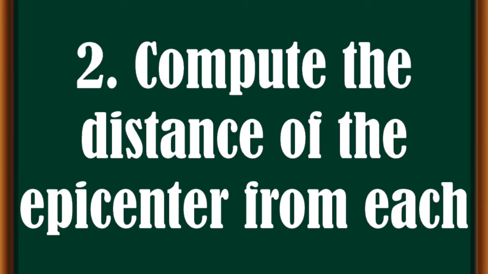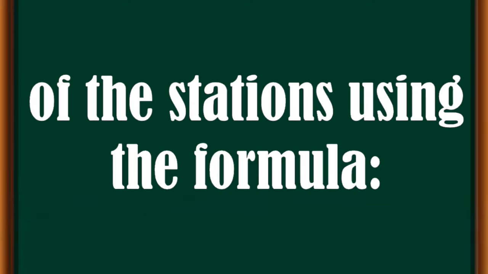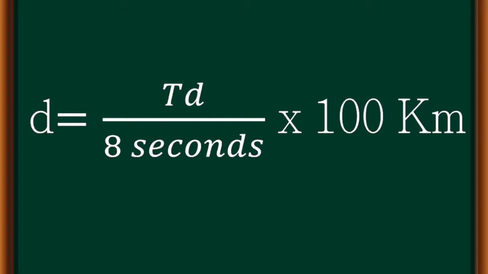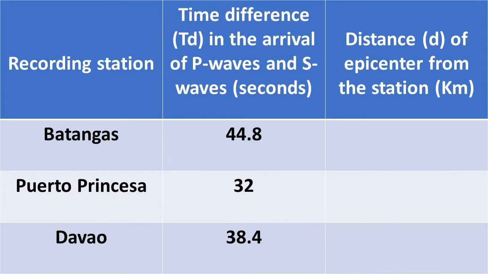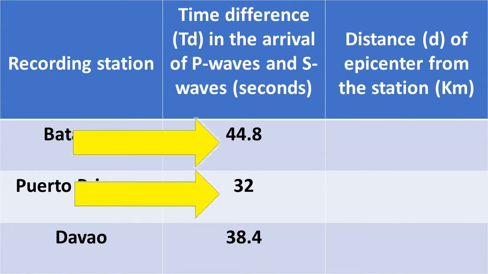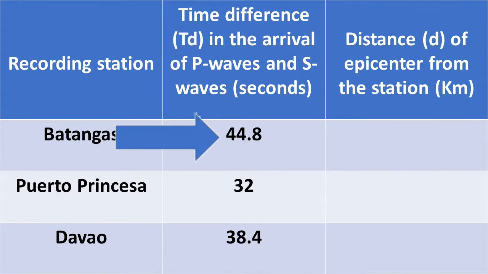To do that, you need to compute the distance of the epicenter from each of the stations using the formula D is equal to TD over 8 seconds times 100 kilometers, where TD is equal to the values found in the second column. So, we will first solve the distance of the epicenter from this station.